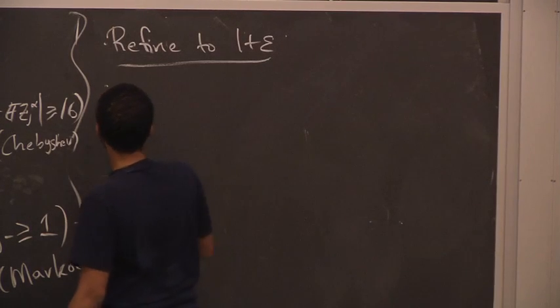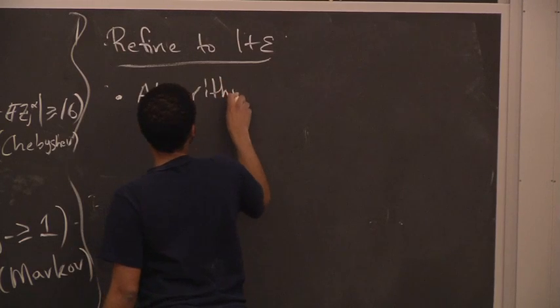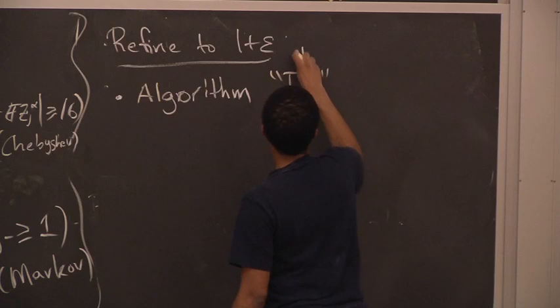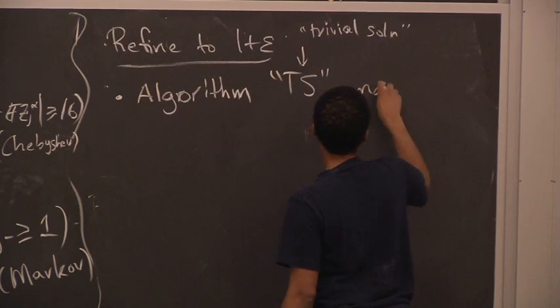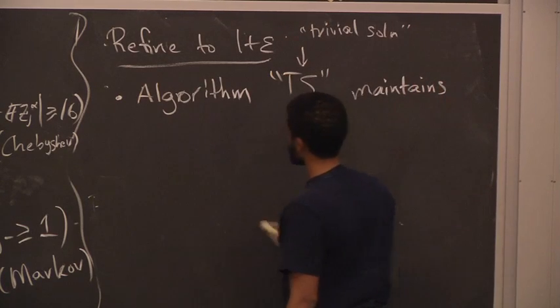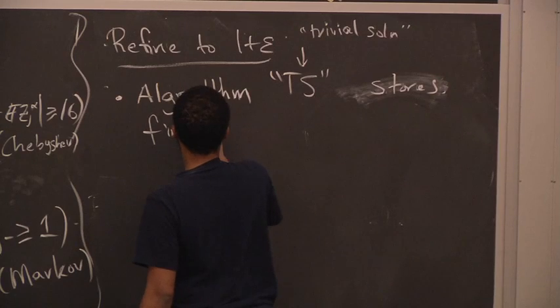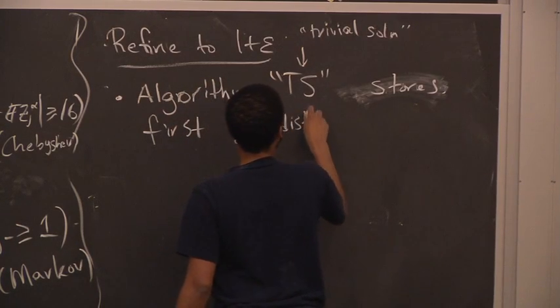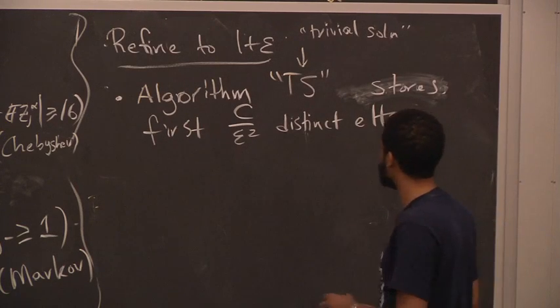So first, let me define algorithm TS, which stands for, let's say, a trivial solution. It maintains, stores the first C over epsilon squared distinct elements. Okay? It just remembers the stream. It remembers the first C over epsilon squared things in the stream, and then after that, it just stops remembering. It just remembers the first.